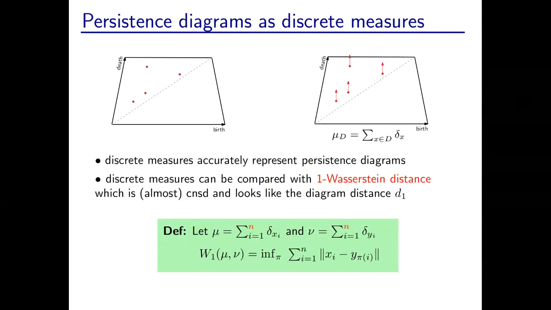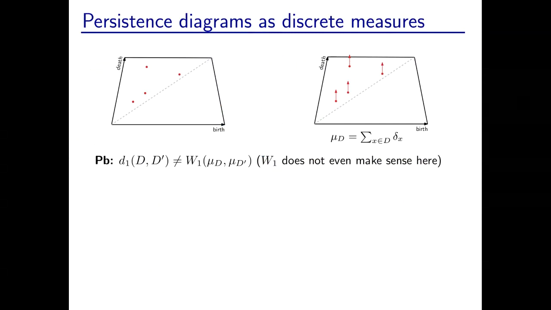And it also looks a lot like the diagram distance that we're currently using. The only difference is that we're not matching points to the diagonal. When you're doing Wasserstein distance between distributions, you need your point clouds to have the same number of points. But apart from this, you also want to find the best matching between the points. So again, those distances are different because there is no notion of diagonal in the Wasserstein distance.